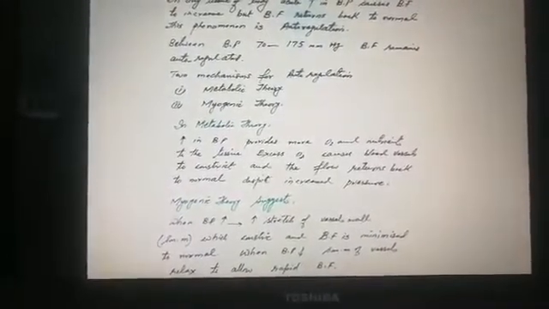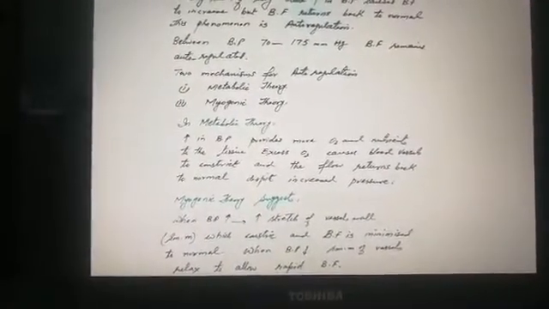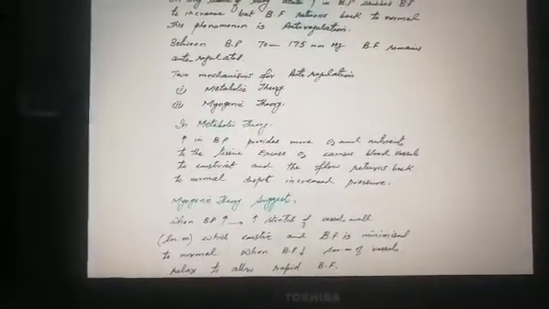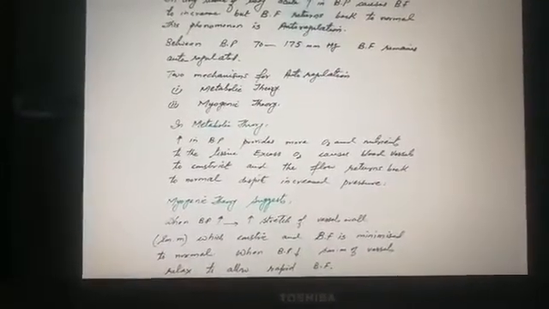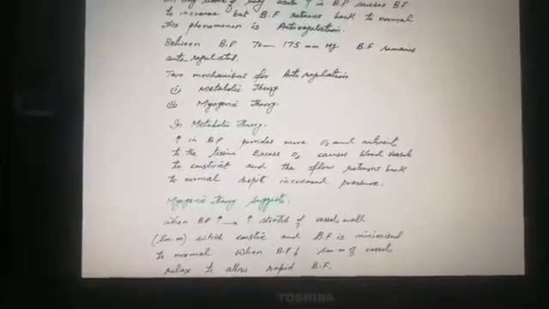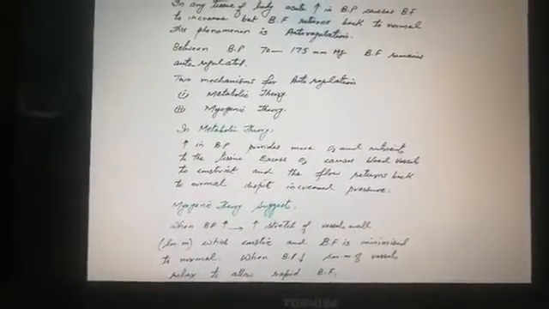Myogenic. So it correlates with the smooth muscles of the vessel wall. So when the BP is increased, the stretch of the vessel wall causes the smooth muscles to constrict, and blood flow is minimized.